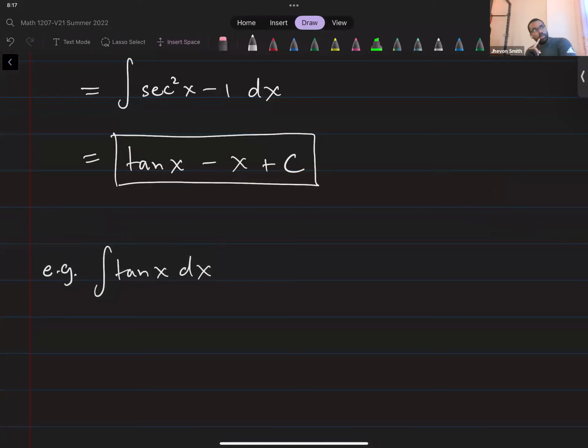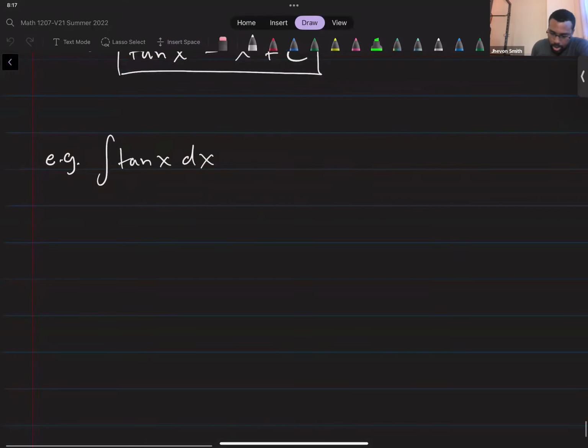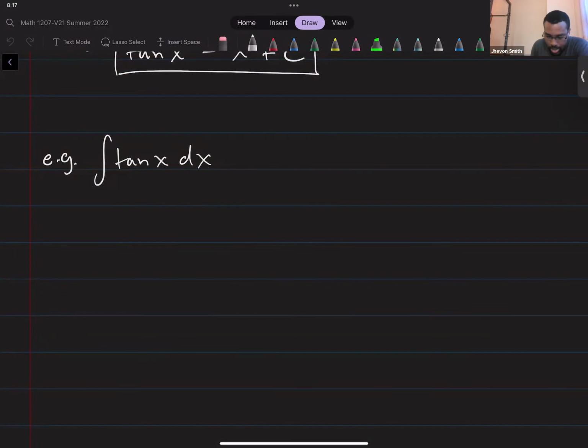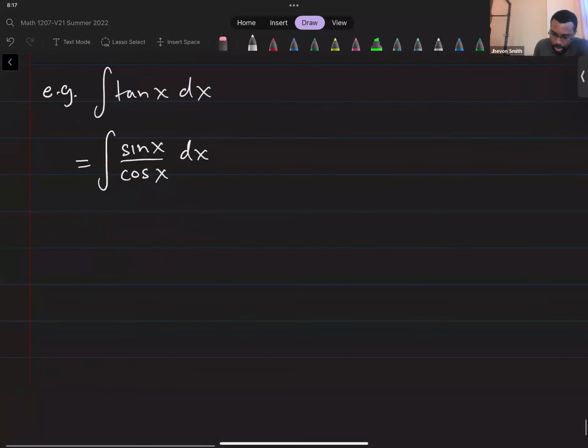Someone actually did this in class, mentioned how you get it, I think on the first day. So I know you can kind of see where this is going. It's to use, again, an identity. We know that tangent is sine over cosine. And then you think, well, how can I take advantage of that? Well, we know that the derivative of cosine is the negative of sine, which says a u-substitution might work.